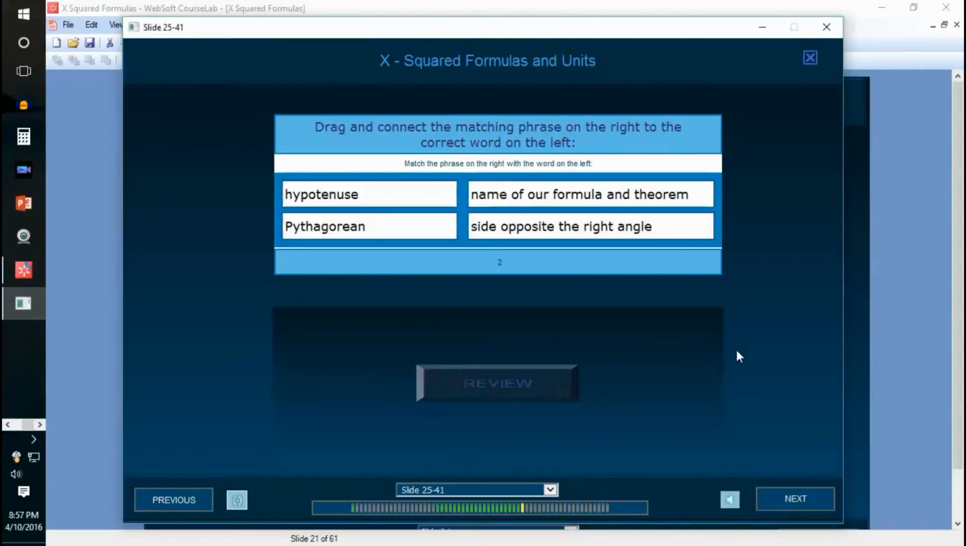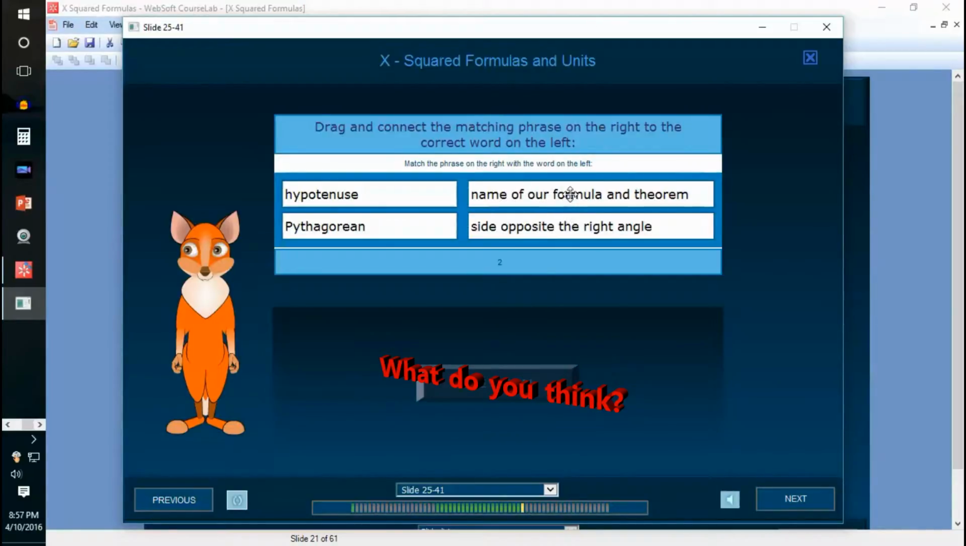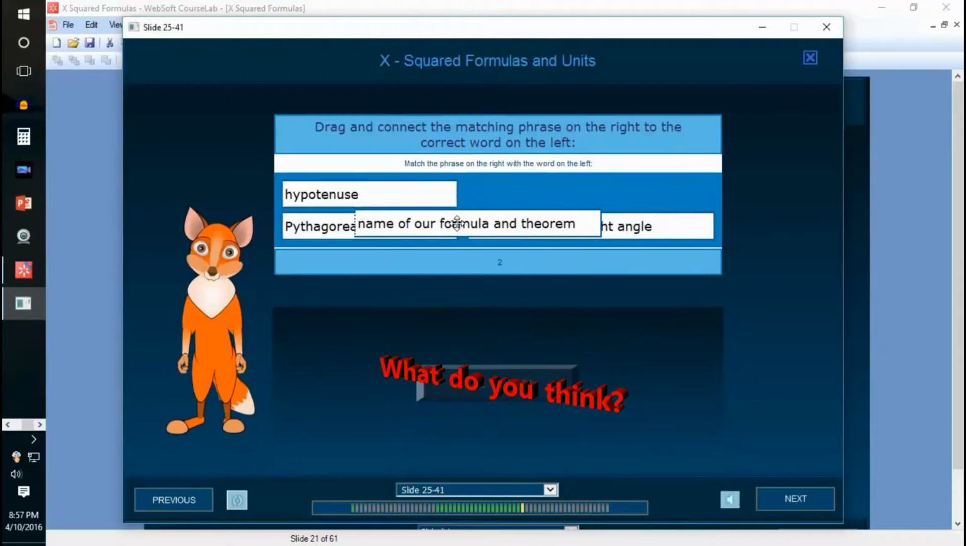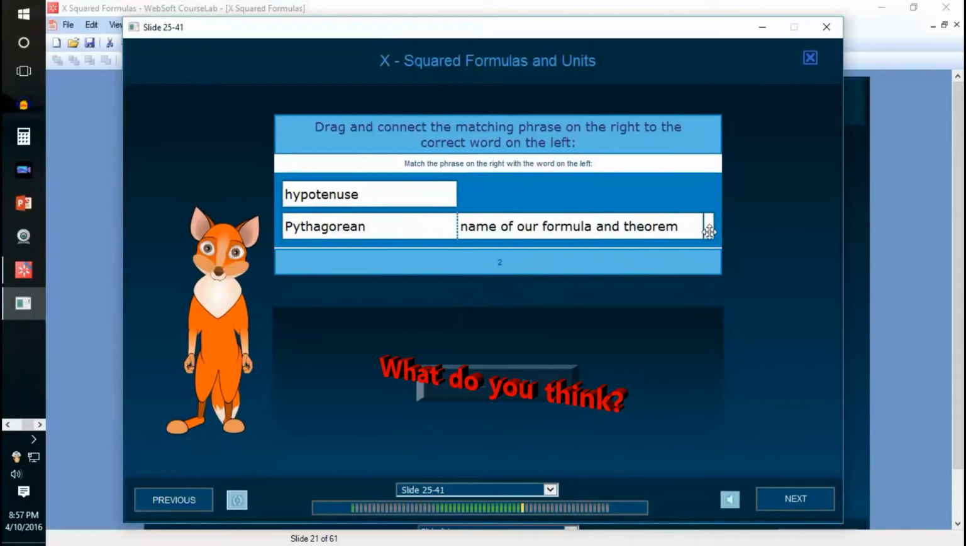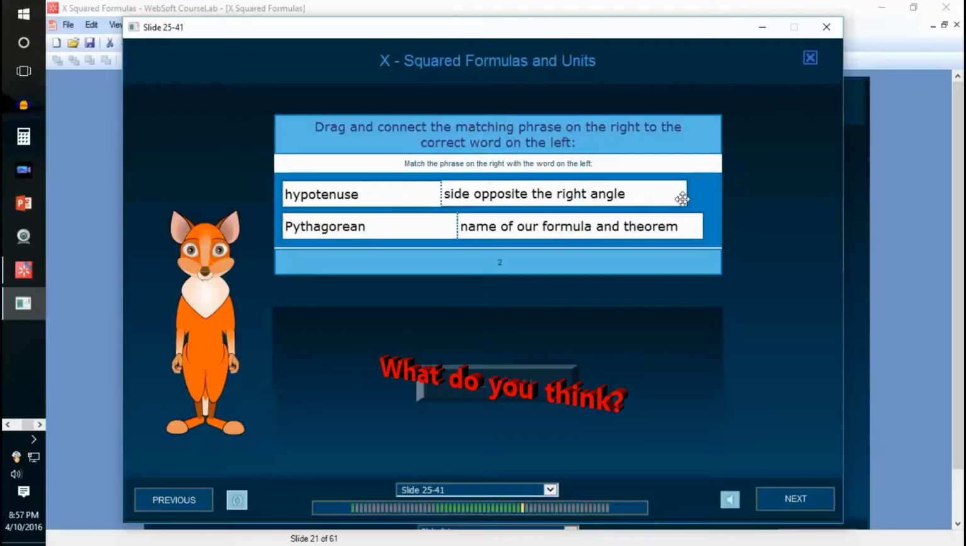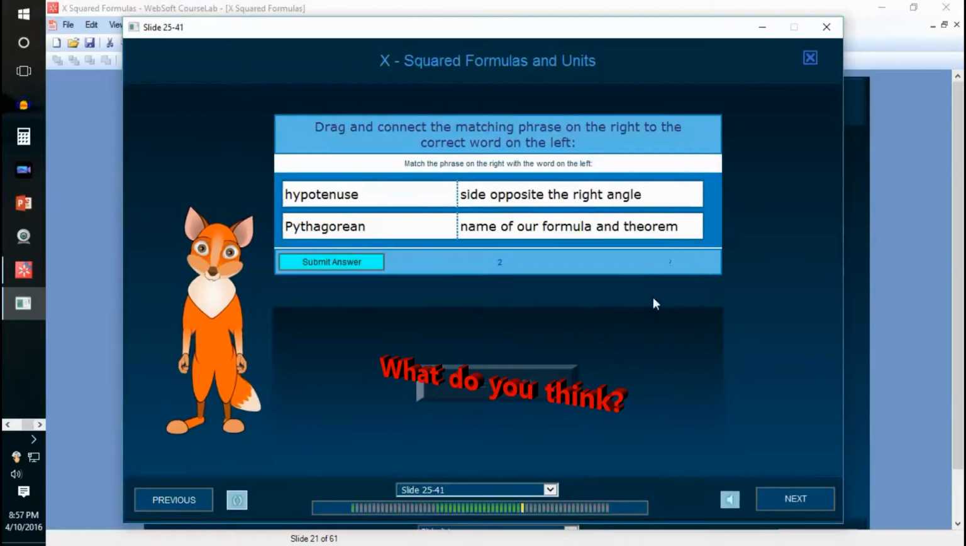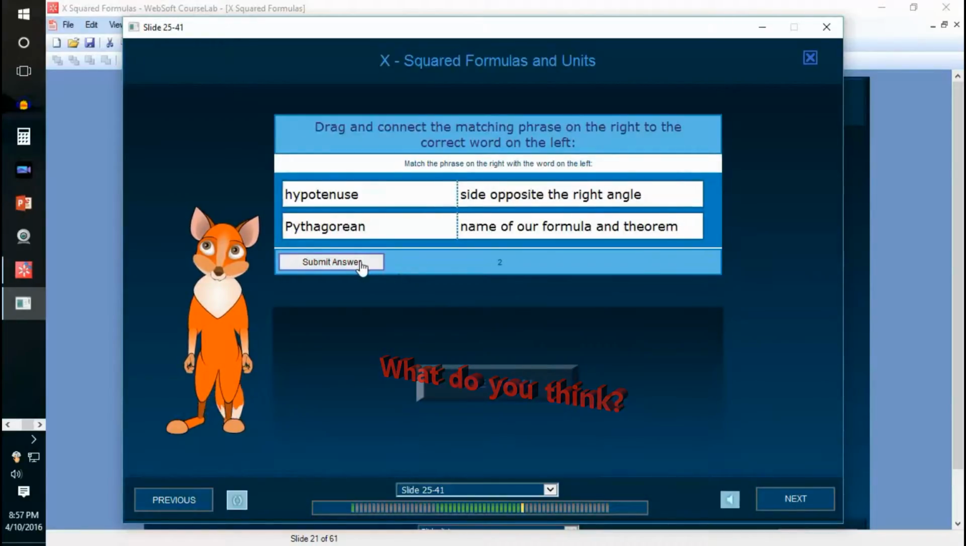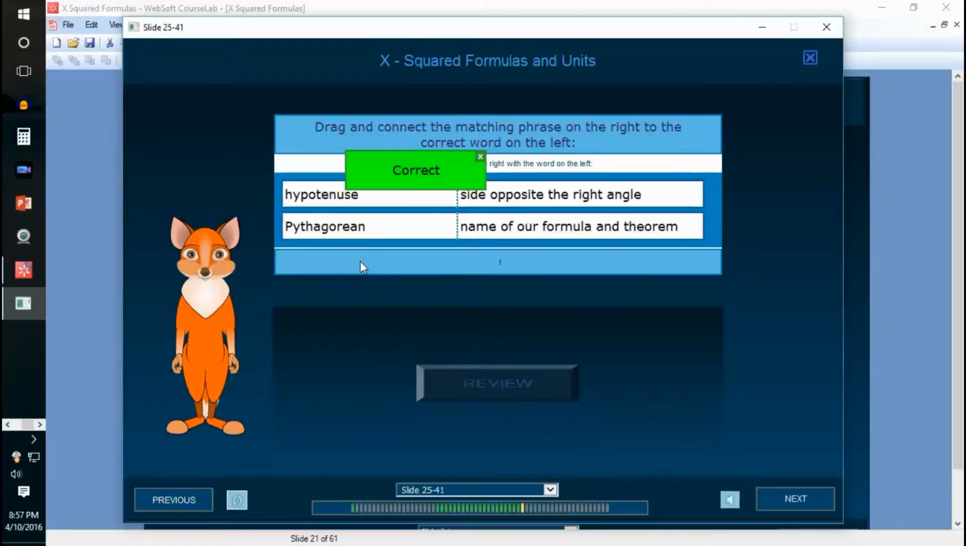Left-click and drag the matching phrase on the right to the correct word on the left. Good work. The hypotenuse is the side opposite the right angle, and the Pythagorean theorem is the name of our formula.